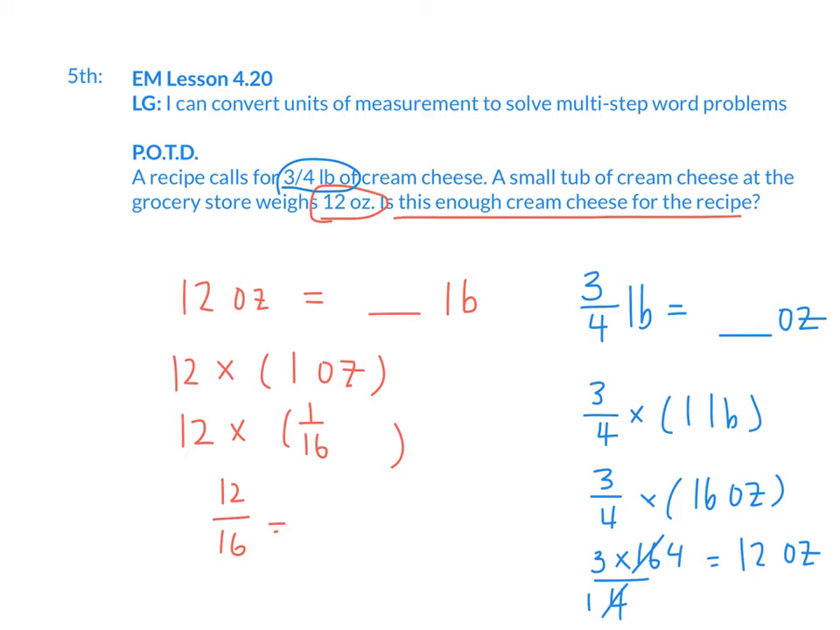So in order to figure this out, we have to figure out how many pounds 12 ounces is. And we should compare that to see, is it 3/4 of a pound? Or the other way we could do it is we could think about, okay, 3/4 of a pound is equal to how many ounces? And if it's 12 or more, then we know it's enough.